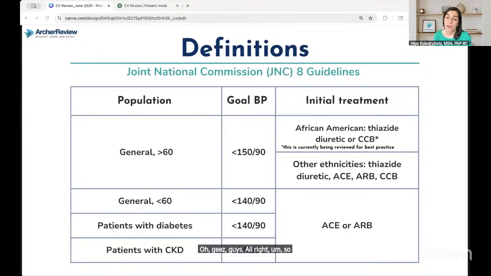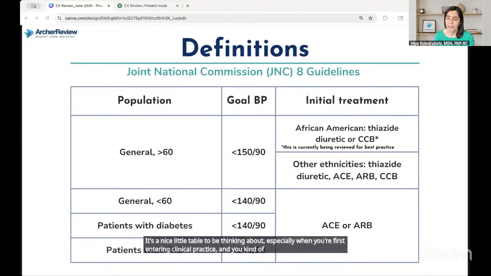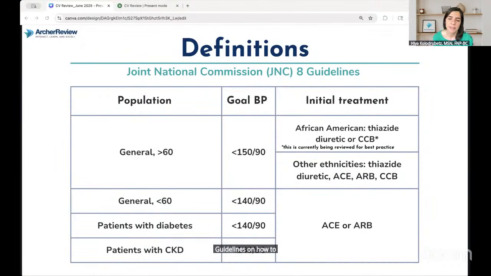So take it with a grain of salt, but it's a nice little table to be thinking about, especially when you're first entering clinical practice and you kind of need a little more guidelines on how to prescribe. It's really nice in that sense.